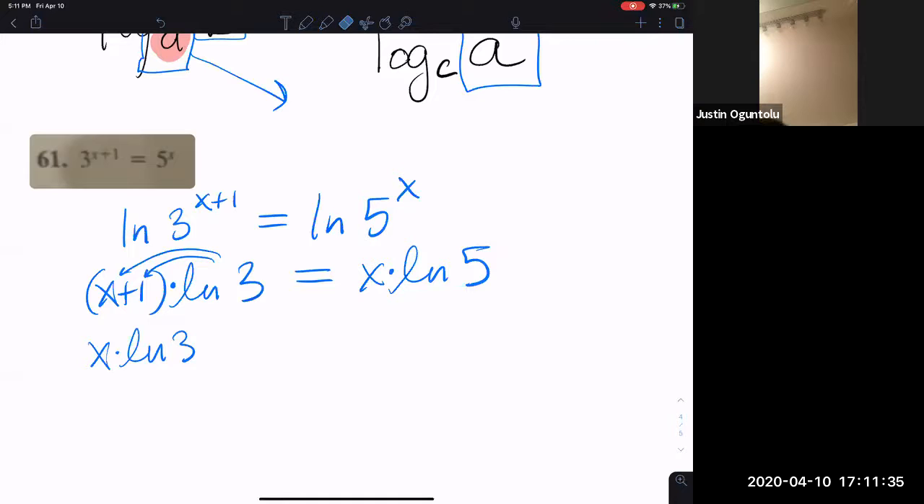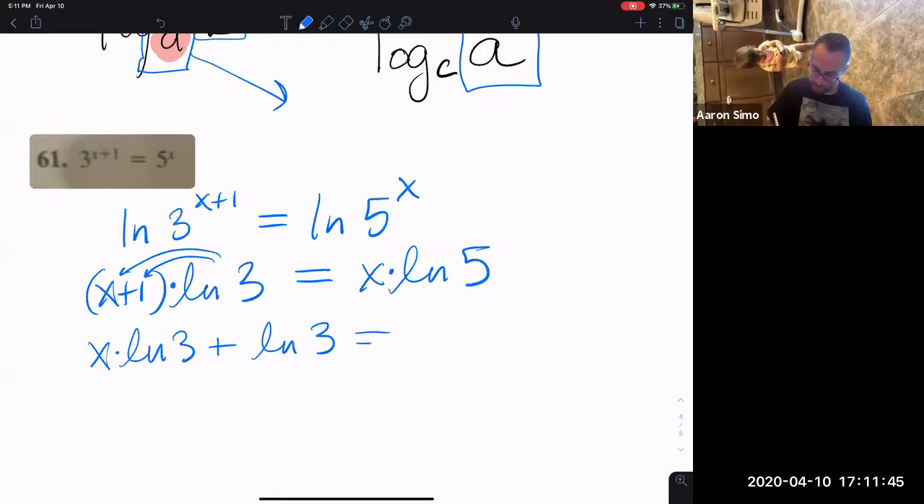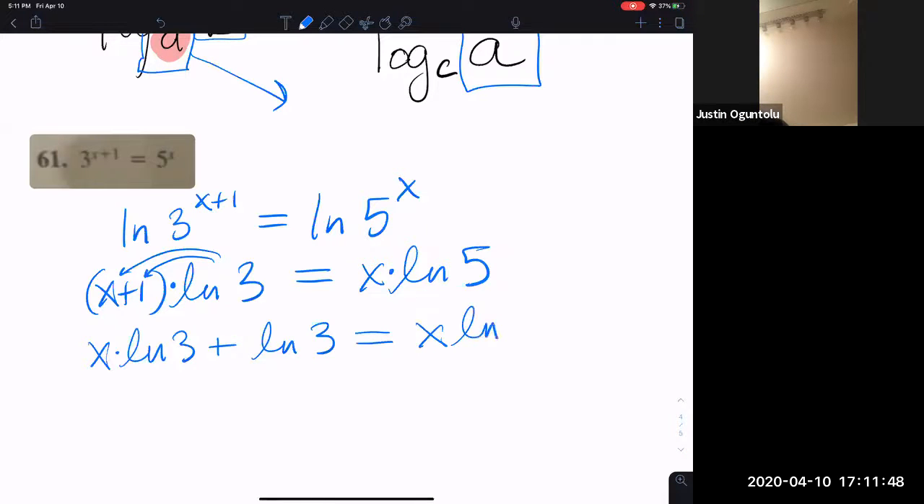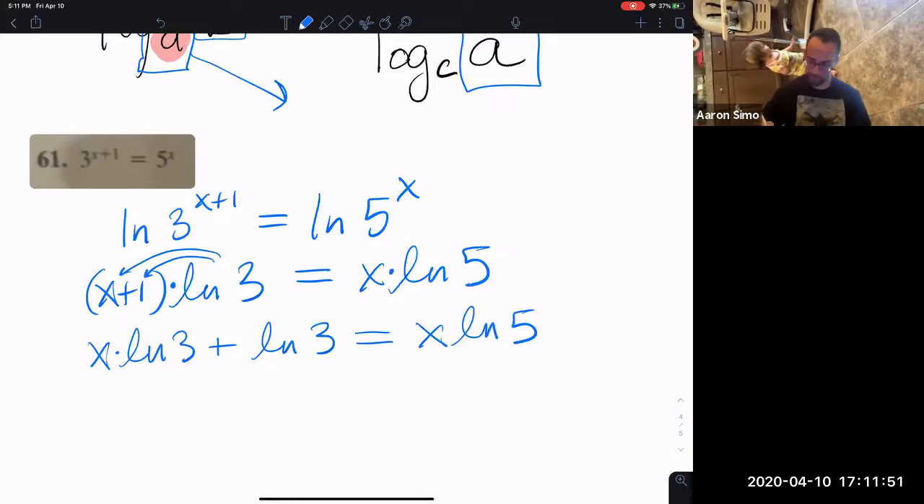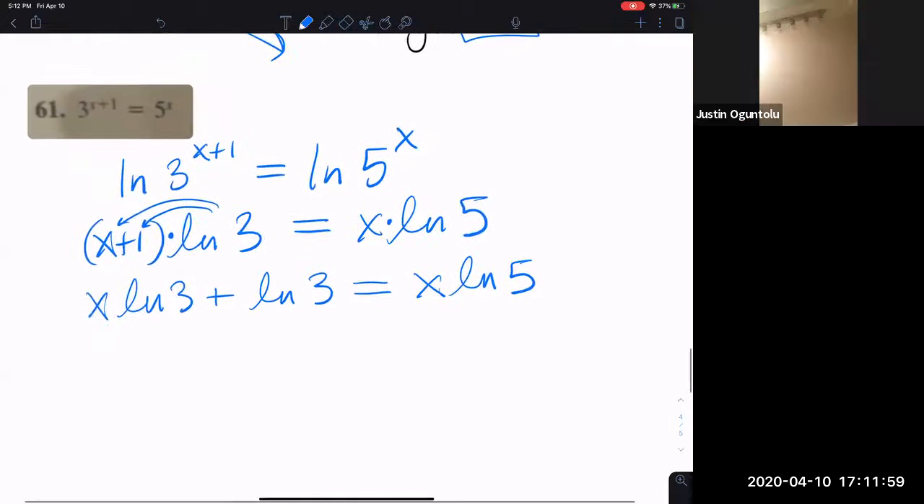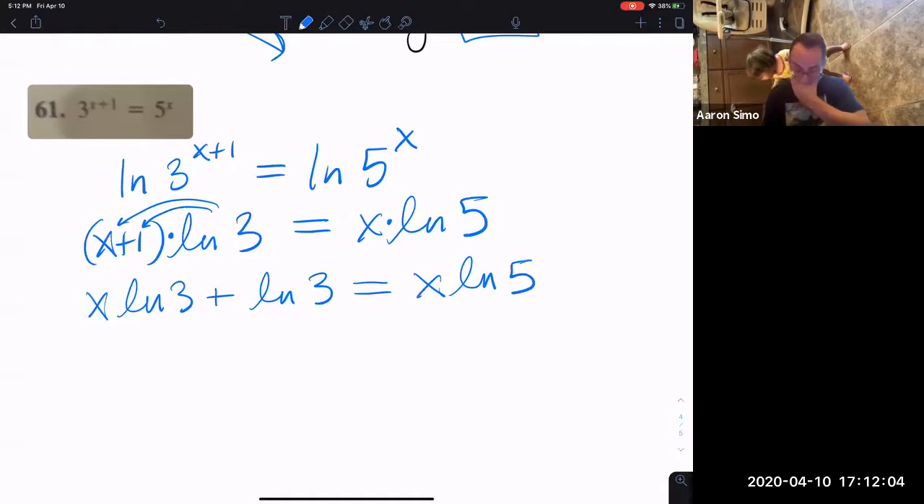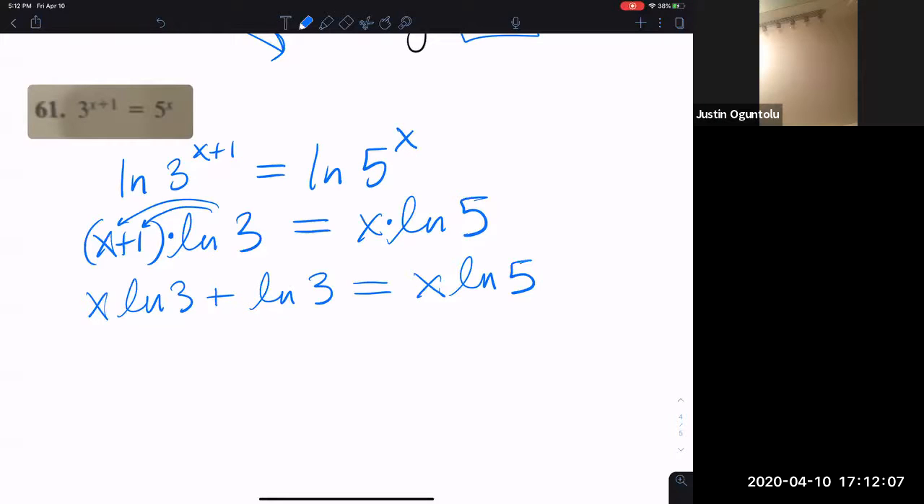So now we have x ln 3 plus ln 3 equals x ln 5. We want x on one side. This is a tough one. x ln 3 plus ln 3 equals x ln 5.